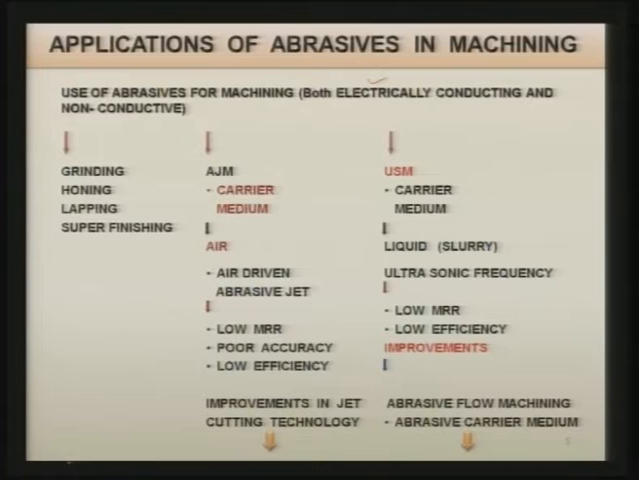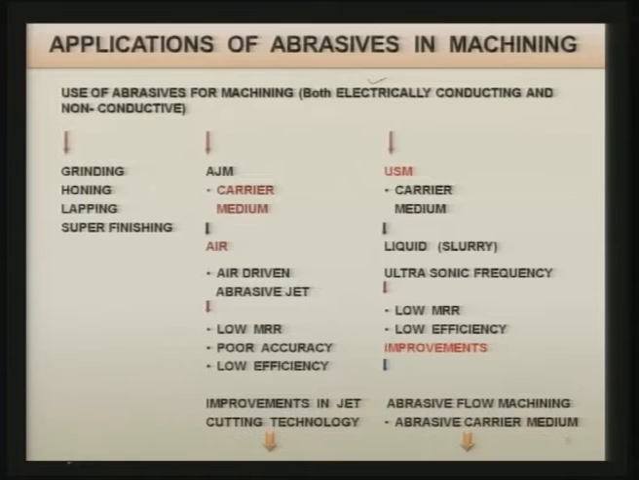Here, when the air driven abrasive jet is used in the AJM process, the material removal rate is comparatively low, accuracy is not very good, and the efficiency of machining is also low. There are various avenues of improving this abrasive jet machining process that we will discuss in the next slide.